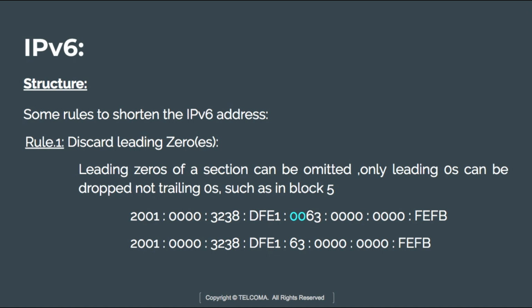Coming to the next part, how to write these IPv6 addresses. IPv6 addresses have some rules to shorten them, to discard some zeros or to add some information. The first rule is to discard leading zeros.